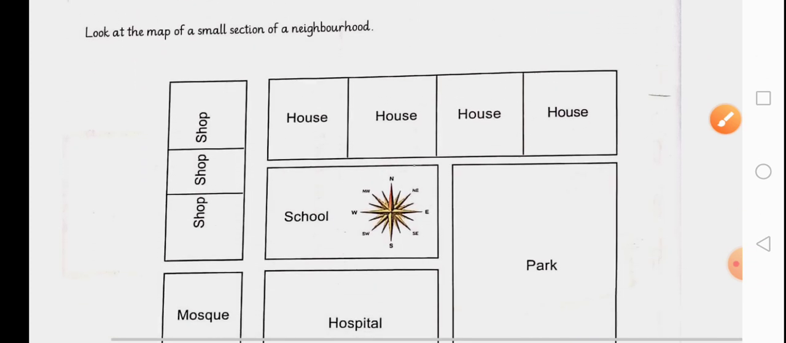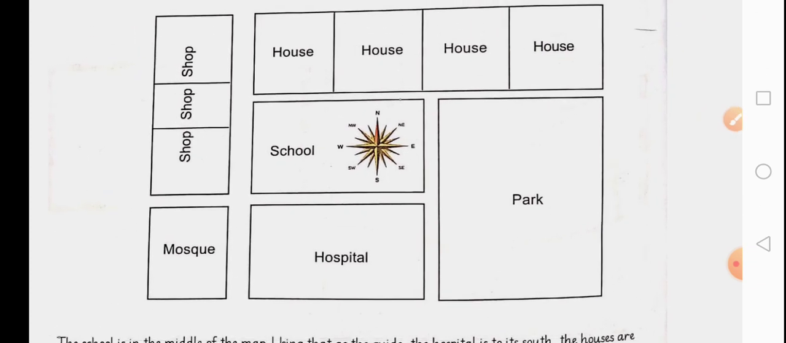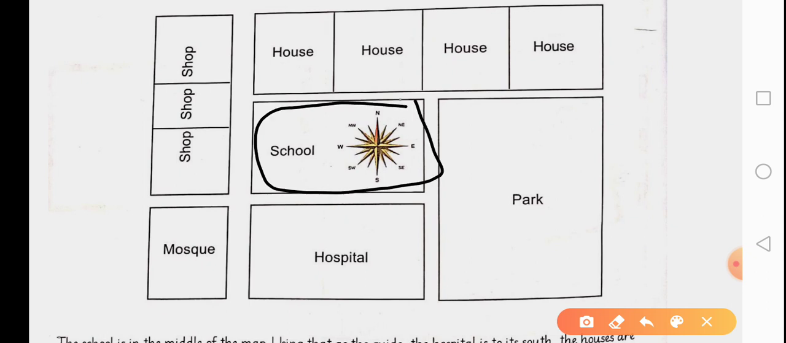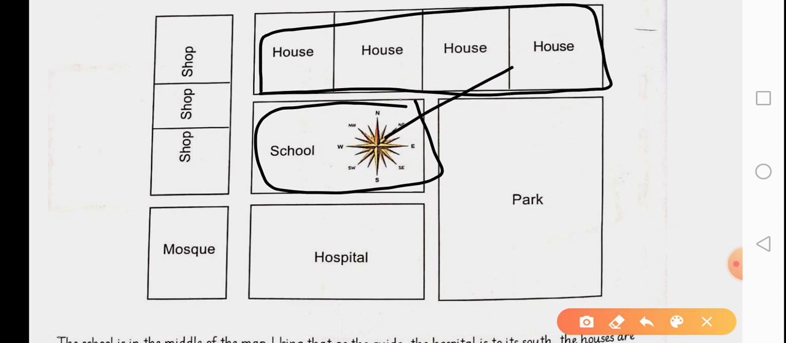For example, look at this map. It is a map of a small area, and just suppose you are standing in a school and now you want to check where the houses are located. The houses are not only located to the north, but some houses are located in the northeast, some in the northwest. This way, the things have been scattered not only in the 4 directions. A few places are present between the 2 directions.